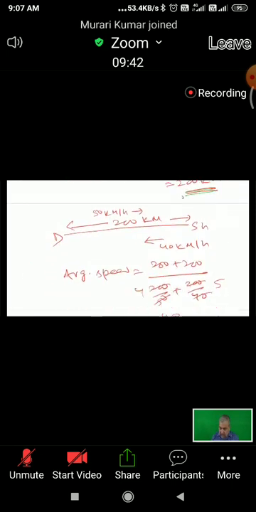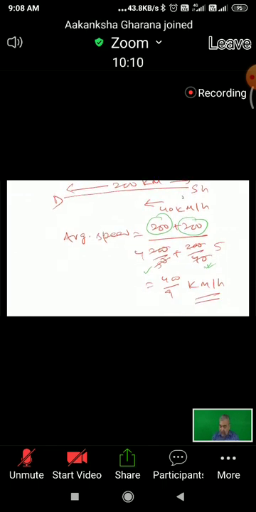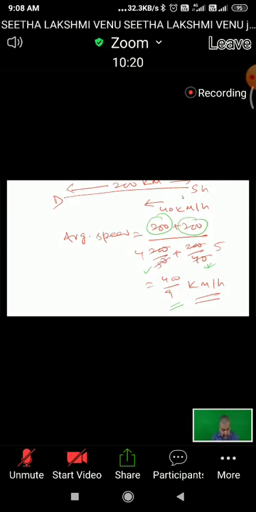So here I have written, 200 kilometers up and 200 kilometers down. Total distance traveled is 400 kilometers, and time taken going up is 200 by 50, and going down is 200 by 40, that is distance by speed. If you calculate, the answer will be 400 by 9 kilometers per hour. So this is the general approach, and you can apply this approach in any question that I have discussed yesterday.